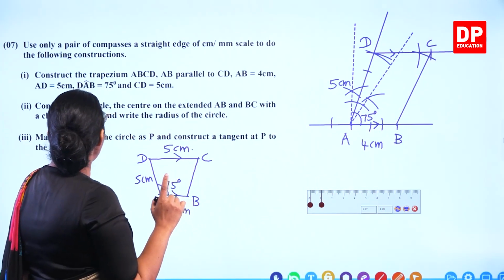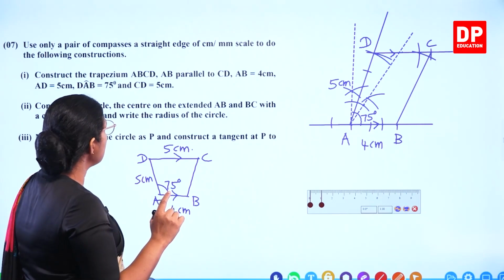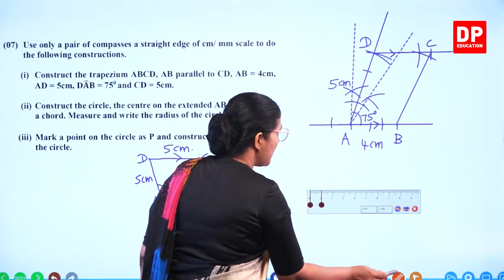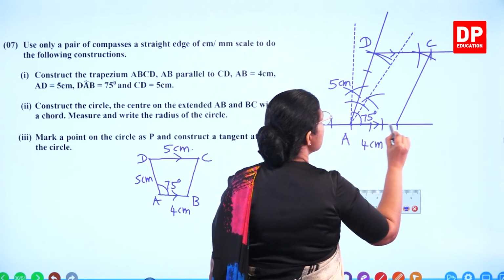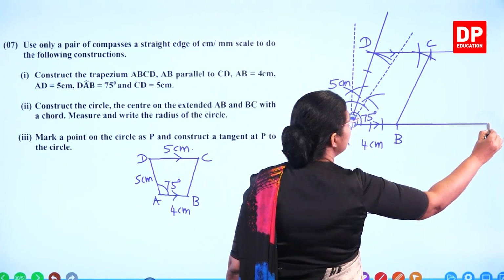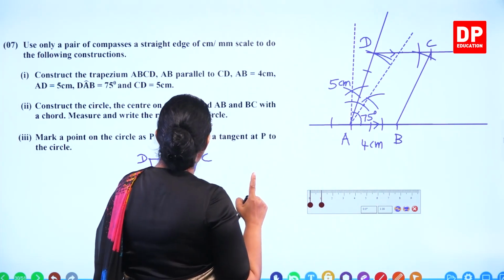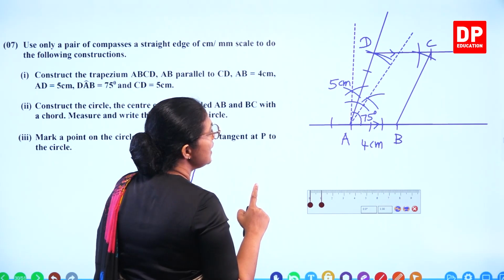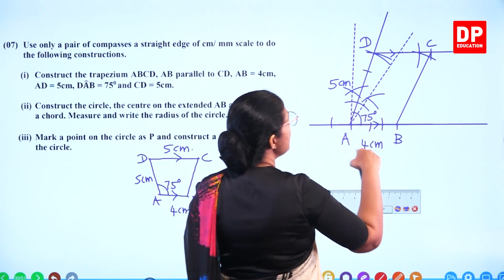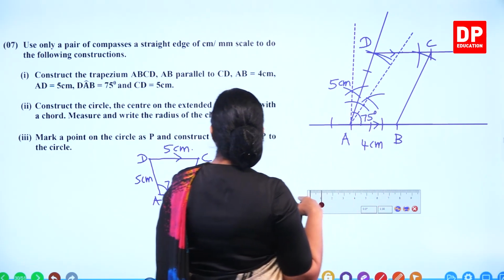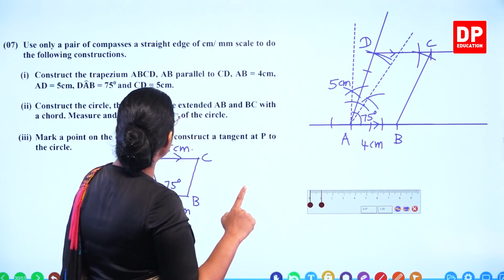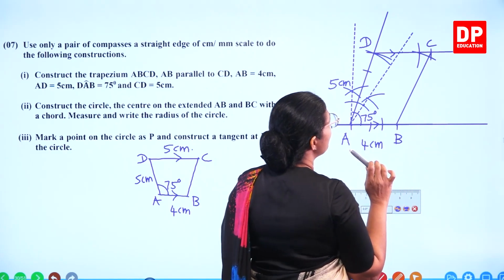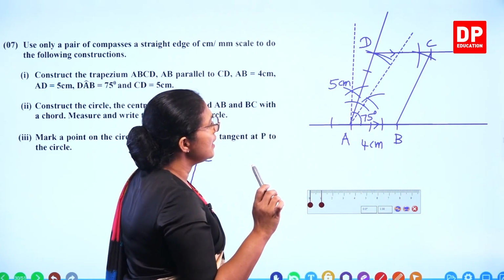Then the next one, construct the circle, the center on the extended AB. Extended AB means you have to extend this line towards this side, and BC with a chord. So BC is a chord. Construct the circle, the center on the extended AB. So center should be on AB. How can we find out the center?